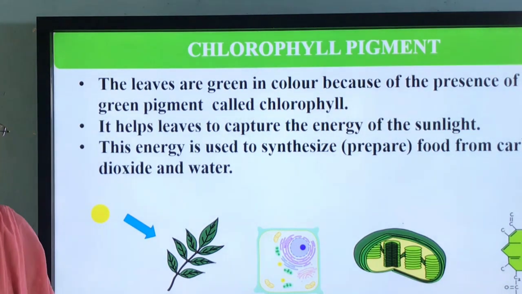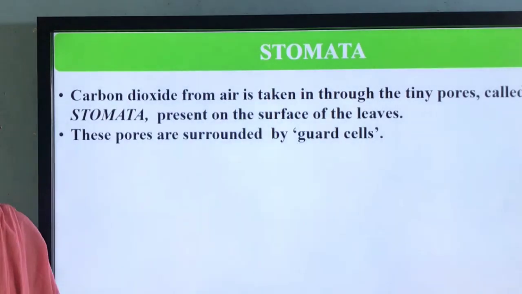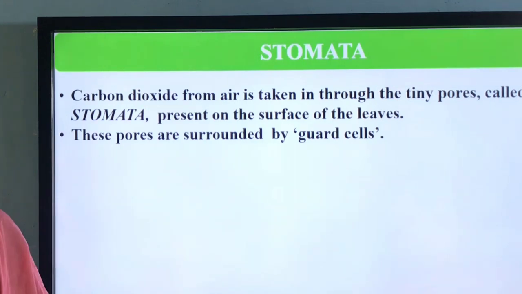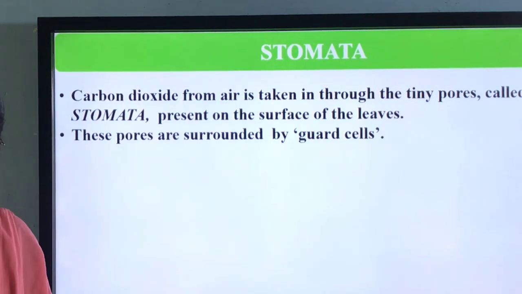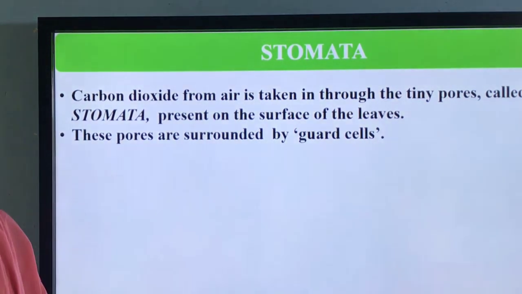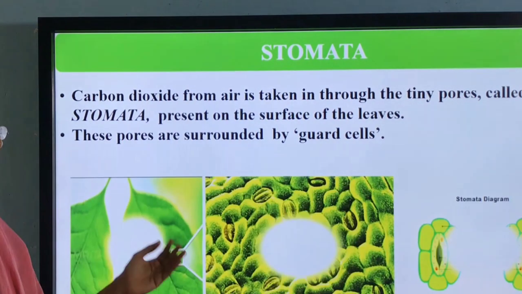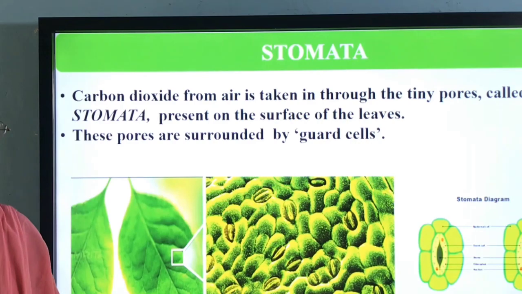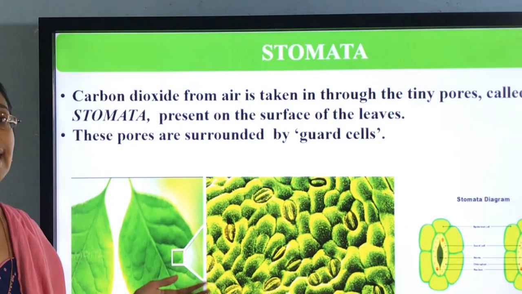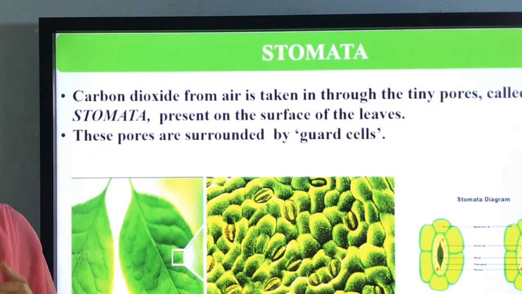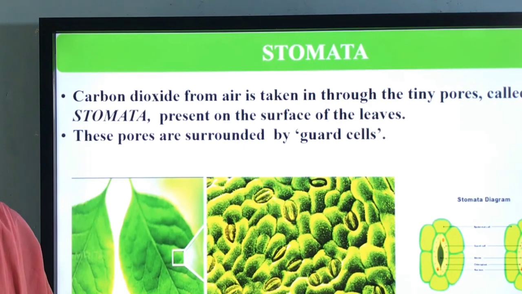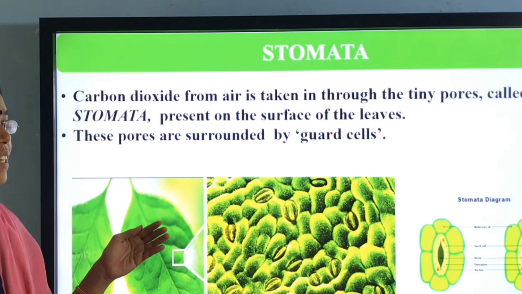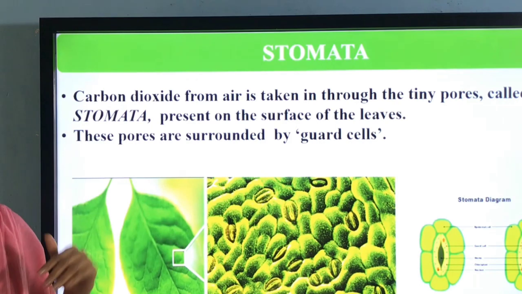The next thing is stomata. If you see the surface of the leaf with the help of a microscope, you can see tiny pores, that are known as stomata. They are surrounded by guard cells. These tiny pores help in the exchange of gases during the photosynthesis process. So, during this process, these stomata take in carbon dioxide and give out oxygen. Like this, the plant gets the carbon dioxide from the stomata.